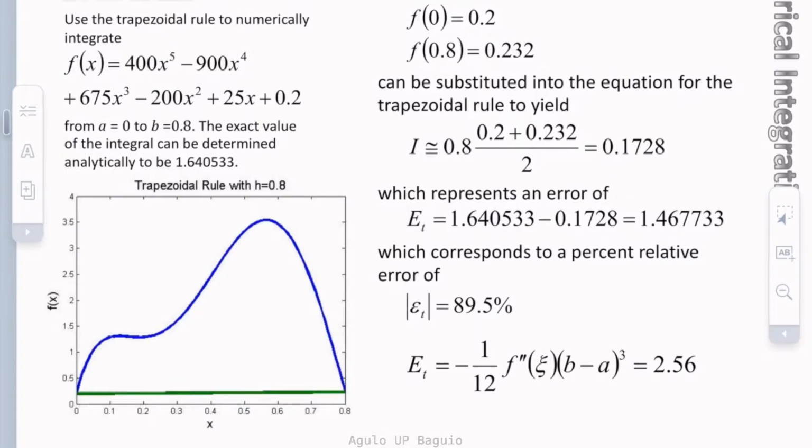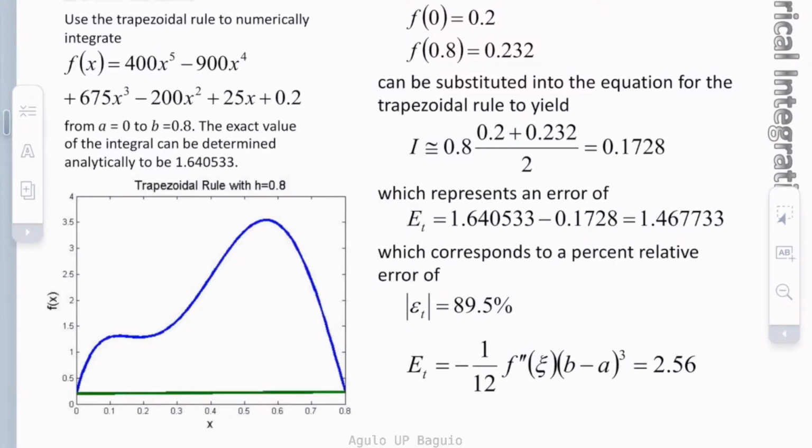So if we use only a single interval from 0 to 0.8, we begin with the function values at f of 0 and f of 0.8. These values are equal to 0.2 and 0.232 respectively. If we substitute these values into the equation for the trapezoidal rule, we have I equals 0.8 times (0.2 plus 0.232) divided by 2 equals 0.1728.